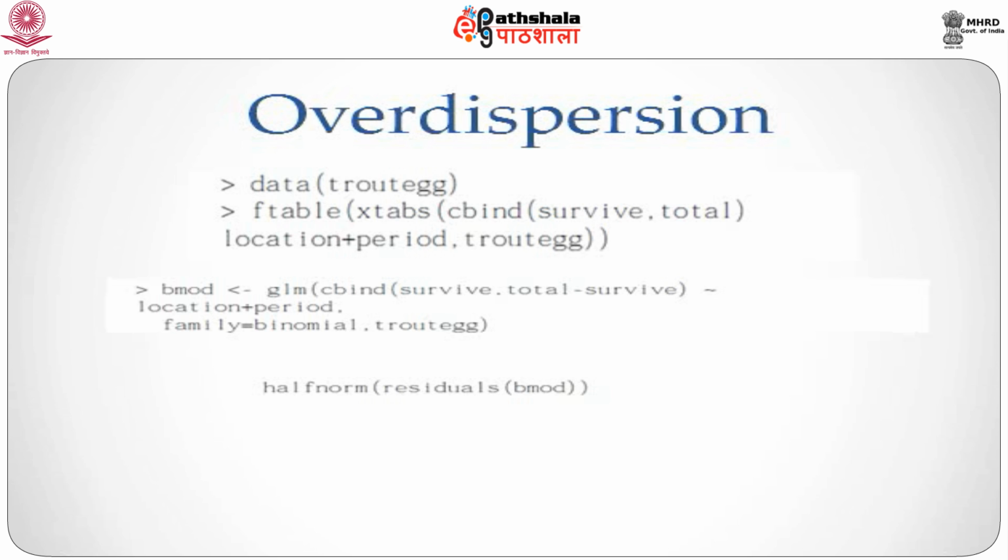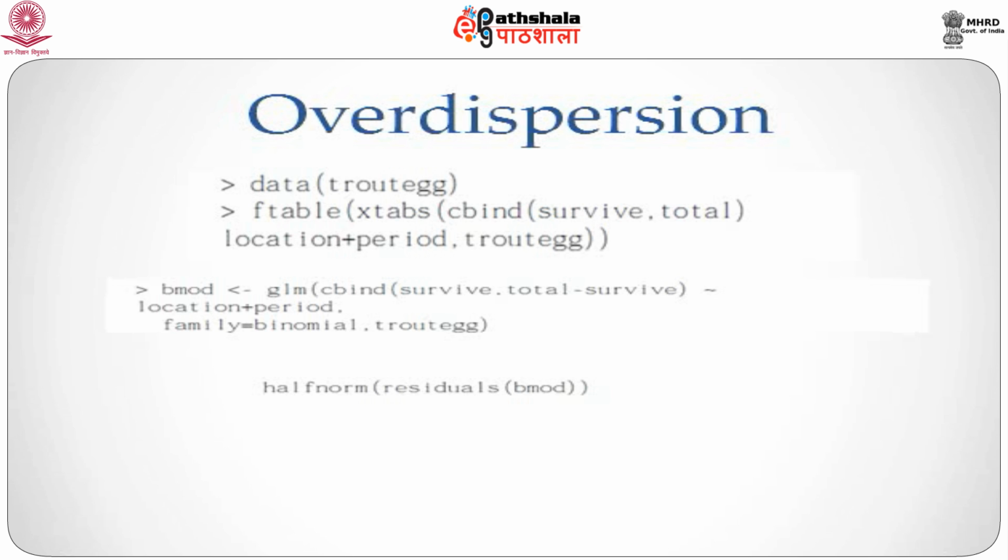Briefly, the concept of overdispersion. You have been seeing in the previous R output one line which says that the dispersion parameter for the binomial family has been taken as 1. This means that when we relate the variance to the mean, the variance can be specified completely given the mean.